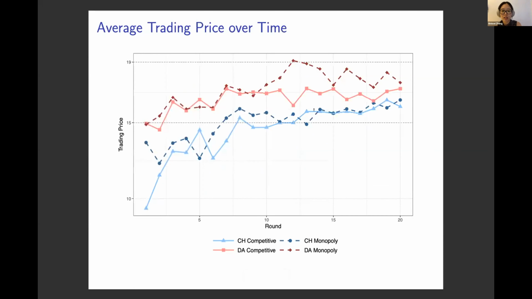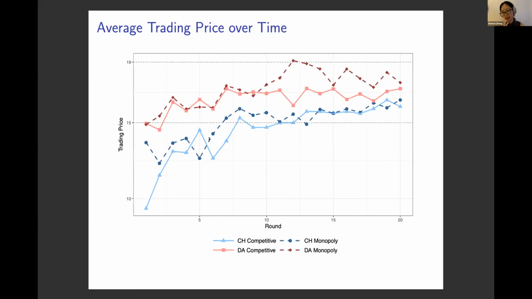And here, if we check the price, it gives us similar information. Under the double auction mechanism, the monopolistic market has an effect on the price, but the effect is not so obvious using the static mechanism. What we also see here is that the price goes into the competitive range from the beginning in the double auction mechanism, but it takes longer for people to learn in the clearinghouse mechanism.